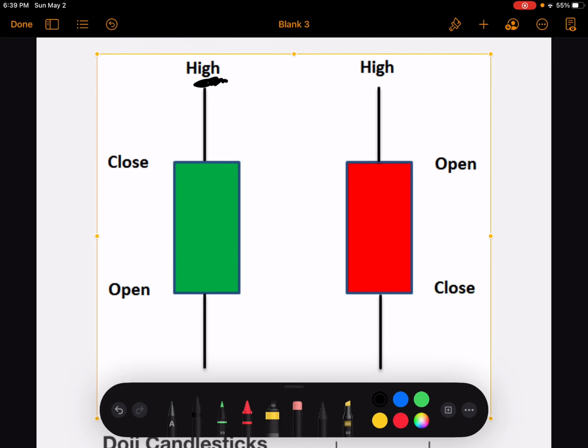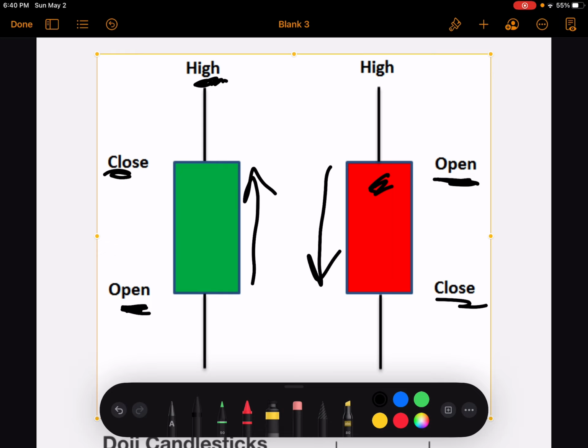The only difference between these two is the open point and the close point. In a green candle, since price is increasing, we have our open at the bottom of the candle and our close at the top, which shows that in that time period price increased. It's the opposite for red or bearish candles. In a red candle, price is decreasing, so you have your open at the top of the body and your close at the bottom. So that's pretty much how you read those.